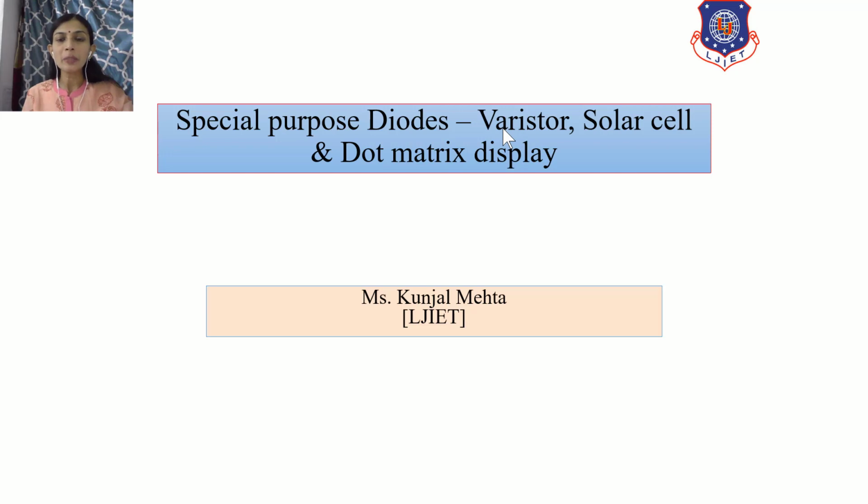Today I am going to explain the topic Varistor, Solar Cell and Dot Matrix Display of the Basic Electronics subject. The chapter of Basic Electronics is named Special Purpose Diode. So let us start with the main component, that is varistor.